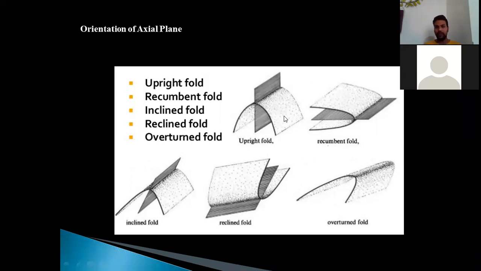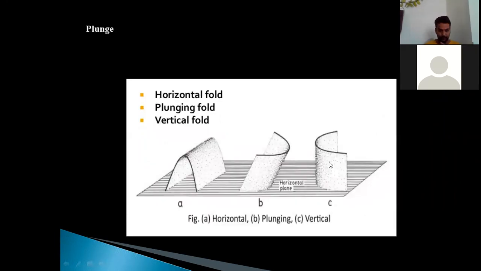So on the basis of axial plane, we have divided them basically into 4 types, but the 5th type is also there, the reclined fold, where the axis is completely inverted. So basically it was an anticline, but due to inversion, it looks like a syncline. So an upright fold, recumbent fold, inclined fold, reclined fold, and overturned fold are the well-known examples of the orientation of axial plane. Let us see another head, plunge.